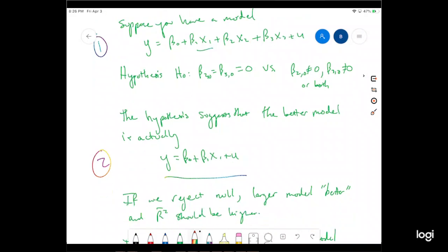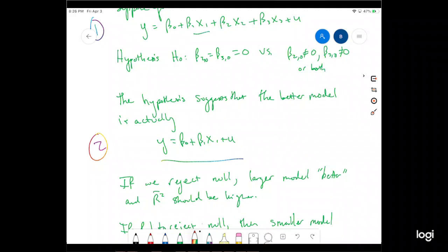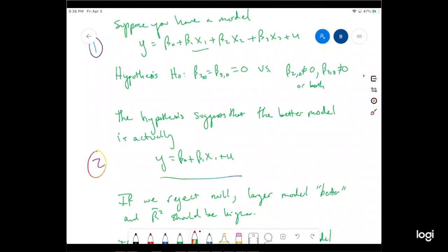So if we reject the null, the larger model is better. In other words, if we reject that beta 2 and beta 3 are equal to 0, that means they're not equal to 0 with 95% confidence, and x2 and x3 are important variables to have in our model. They do have an effect on y. So if we reject the null, then the larger model is, quote-unquote, better, and the adjusted r-squared should be higher than model 2, which doesn't include them.